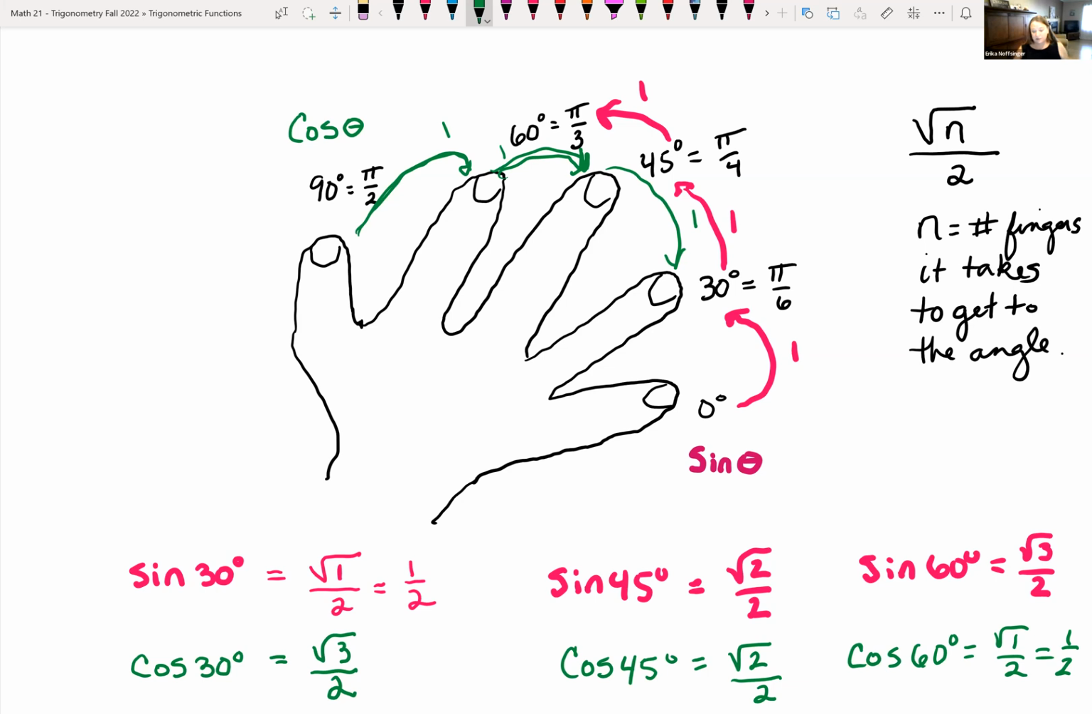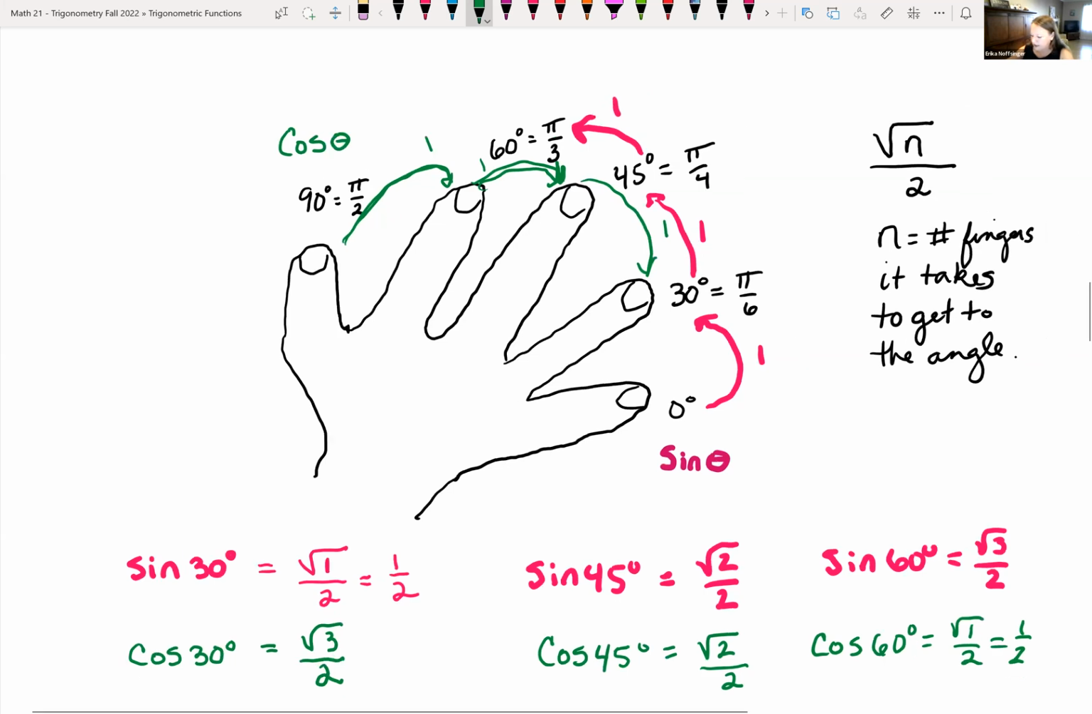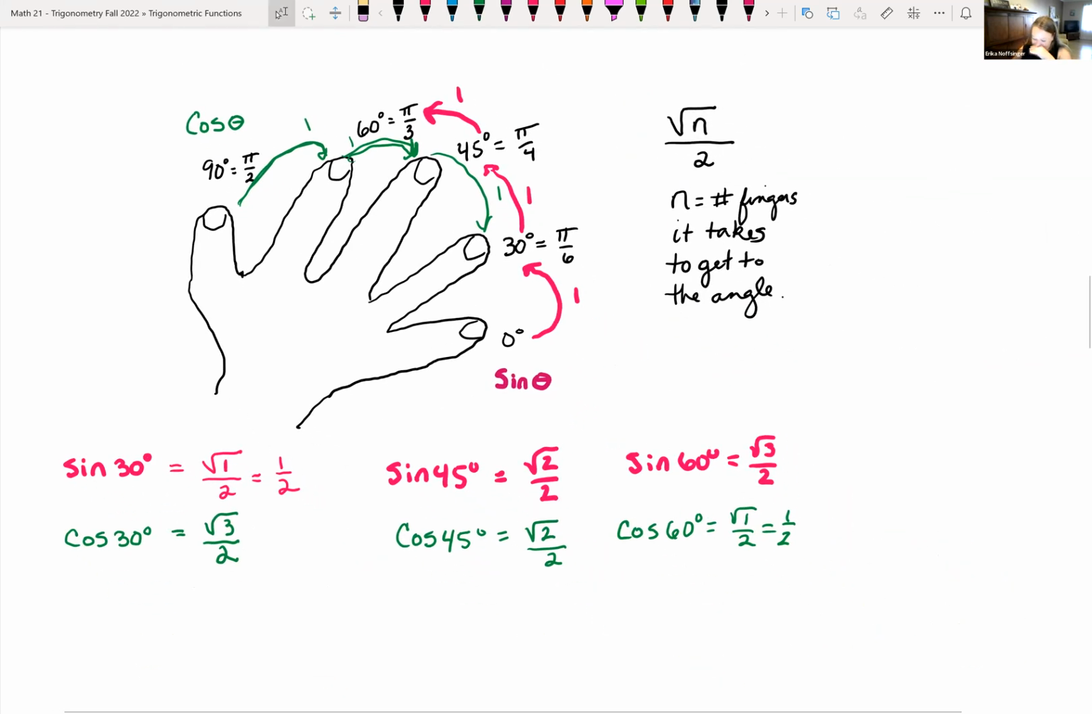So it actually even works for 0 degrees and 90 degrees. Let's just do that since we have our hand in front of us. If we were to look at sine of 0 degrees, well, I'm not moving any fingers from 0 degrees, and so n is 0 in this case. So this is equal to square root of 0 all over 2. Well, square root of 0 is 0, and 0 over 2 is 0.